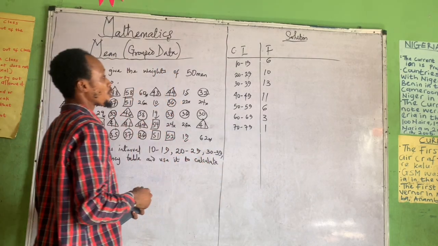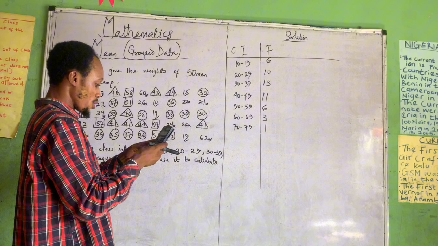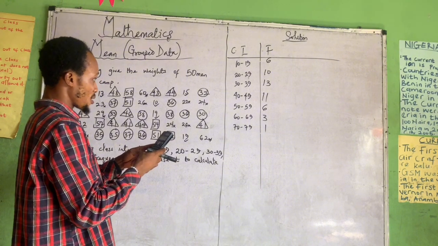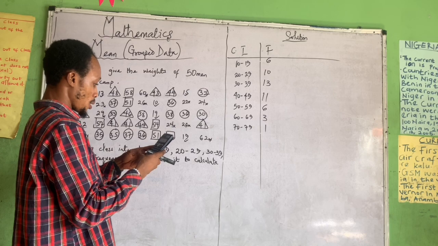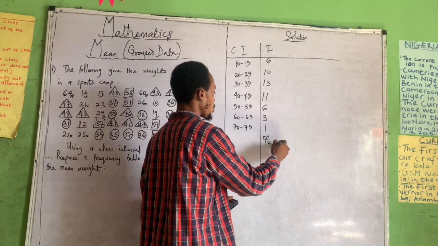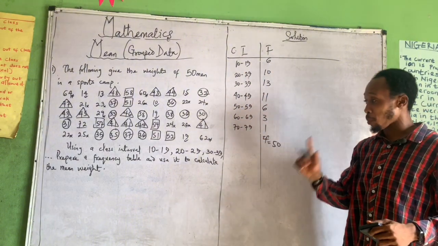At the end of the day, it must give us 50. So let's go 6 plus 10 plus 13 plus 11 plus 6 plus 3 plus 1. That's 50. So that's our solution. The sum of f is equal to 50. So this is the frequency table that we are being asked to prepare as the first one.